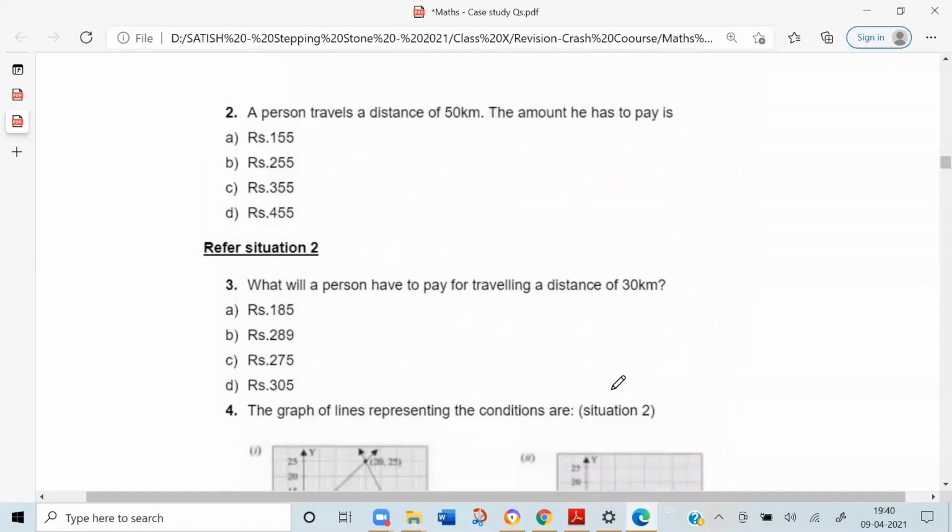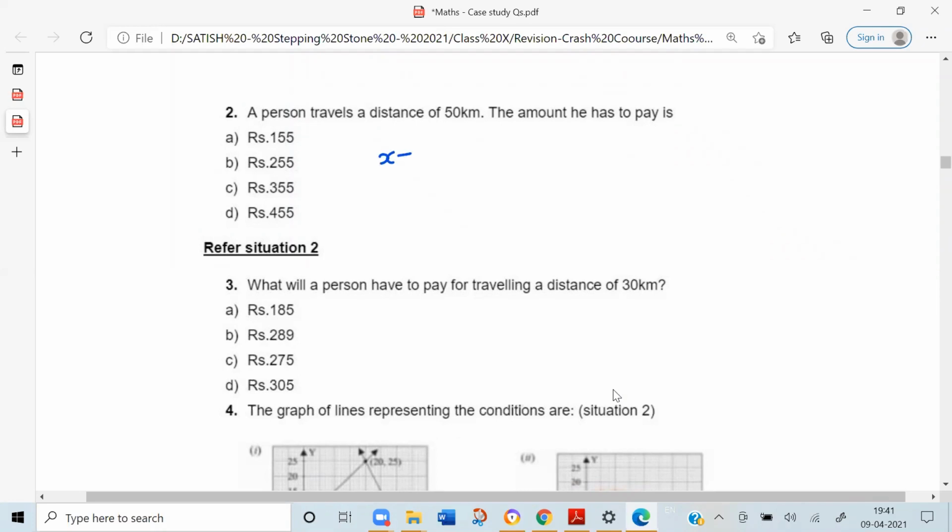Next, observe the second question. A person travels a distance of 50 kilometers. The amount he has to pay is. So you need to solve the equations and then you tell me the answer. Sir, option C. Option C. Anybody else? Remember, this question refers to situation 1 only. Now, have you solved for x and y?